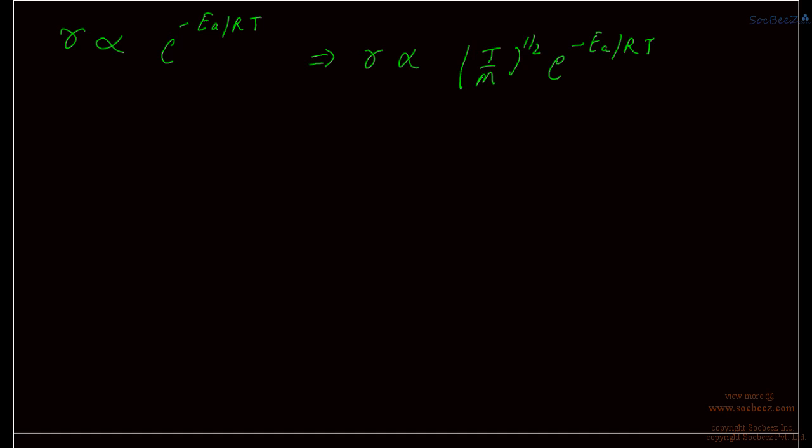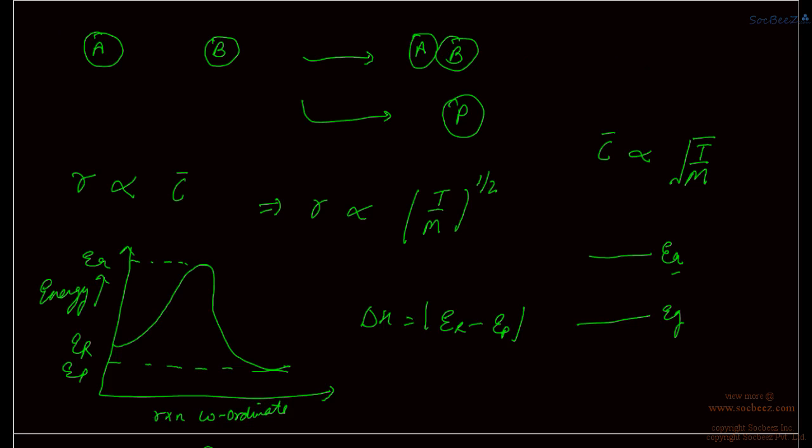And rate is directly proportional to the concentration of A and B present, because the more concentration of A and B present, the more will be the rate. And hence, this is directly proportional to the concentration of both of the species. Okay. Now, collision theory also states that in order to have collision and product formation, the collision must be effective.